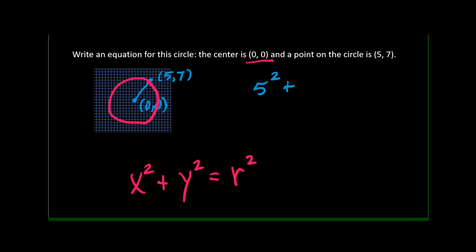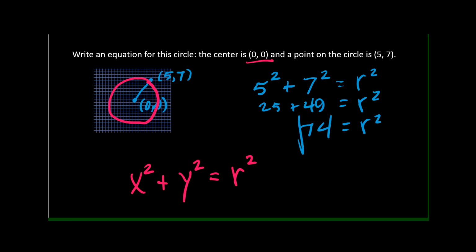7 minus 0 gives me r squared. That's 25. That's 49. This is still r squared. And if I were solving for r, I would take the square root of these. Right? So I would say r is the square root of 74.